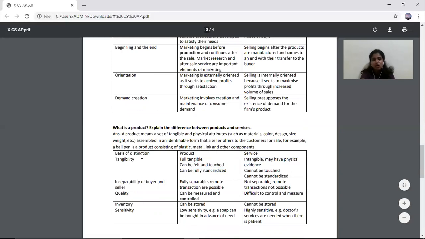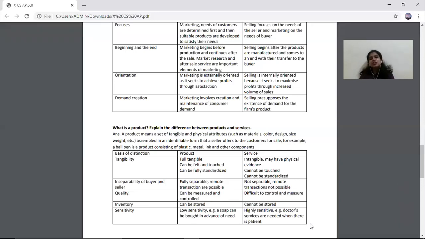Likewise, jumping on to the second last point, inventory. Here, see, it is just given "can be stored, cannot be stored." You will not write it like that. You will convert it into a sentence, like I said. So you say products can be stored and services cannot be stored. So these 3 points you have to keep in mind, and if you write your answer keeping in mind these 3 tips that I have given you, you will score full 5 marks. Very easy.